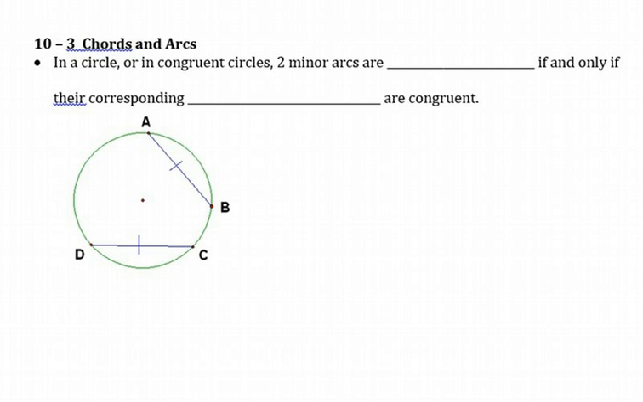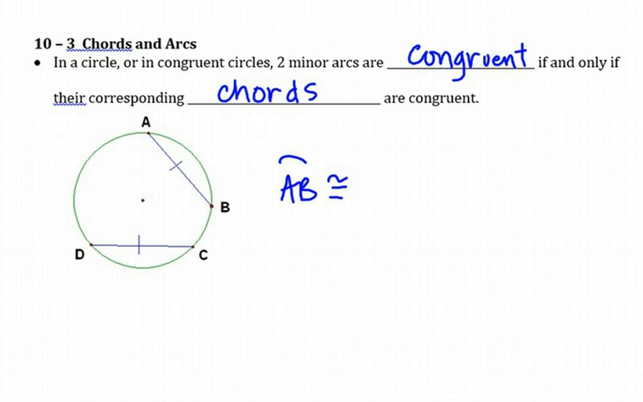The first theorem or property says that in a circle or in congruent circles, it can be either or, two minor arcs are congruent if and only if their corresponding chords are congruent. So in the picture, we see that chord DC and chord AB are indeed congruent to each other. So essentially, that makes arc AB congruent to arc DC.